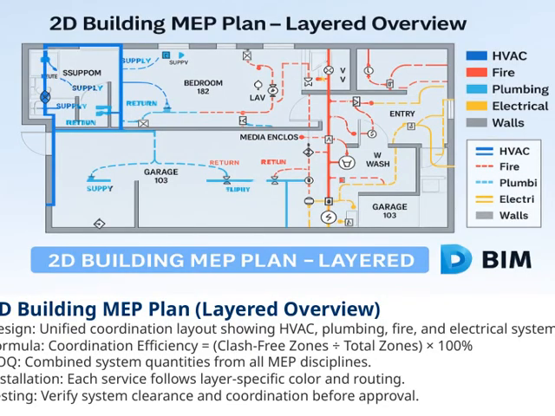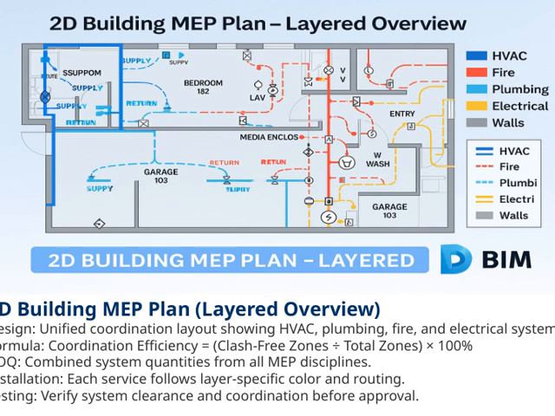I'm excited to share with you an overview of our 2D building MEP plan, focusing on the layered coordination approach. This slide introduces the key aspects we'll explore, including the unified design layout that integrates HVAC, plumbing, fire, and electrical systems. We'll also look at the formula we use to measure coordination efficiency, the way we compile system quantities for the BOQ, and how each service is installed following specific layers and routing. Finally, we'll cover the importance of testing to ensure system clearance and proper coordination before approval.